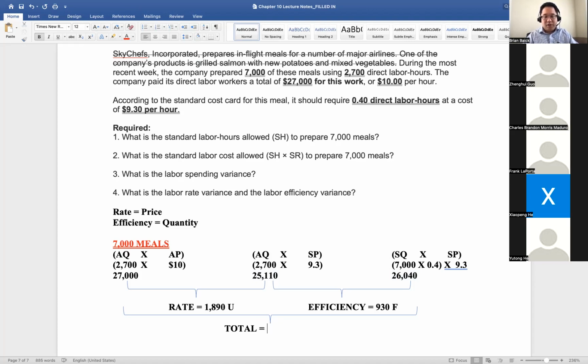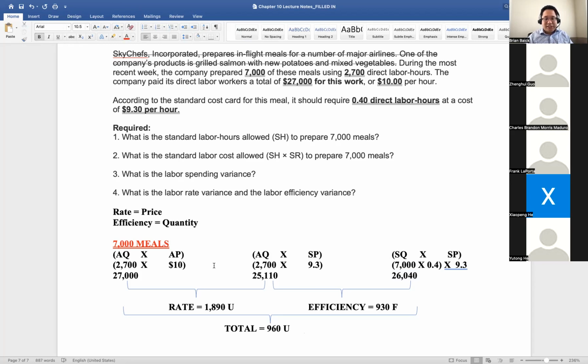Okay, what is the total variance? Take 27,000 minus 26,040. That's 960. It's a positive number, so U. Anybody have any questions?